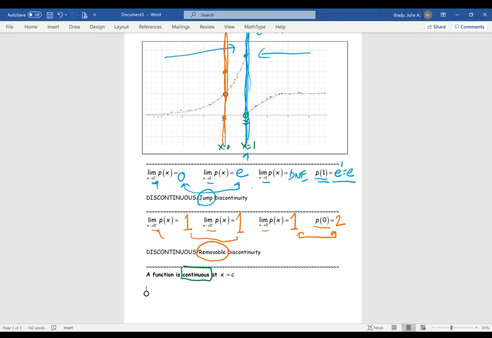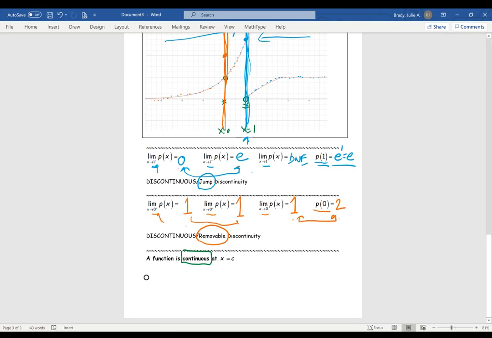A jump discontinuity happens when you have these concrete limits from both sides, but they don't match. And a removable discontinuity happens when the limits from both sides are the same, which means that the limit does exist, but the limit doesn't equal the output.